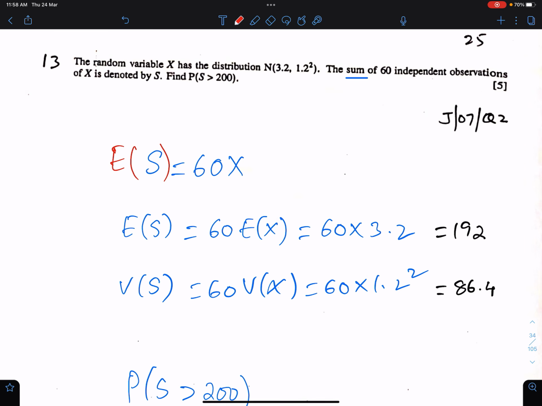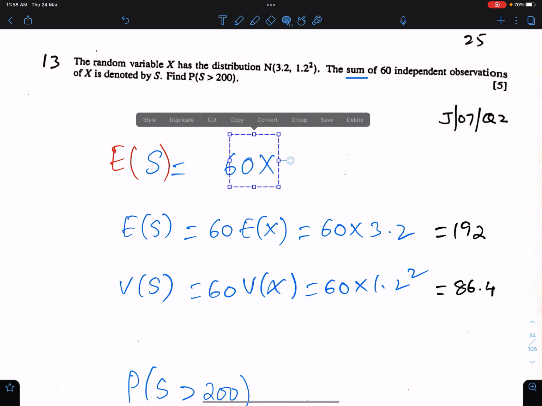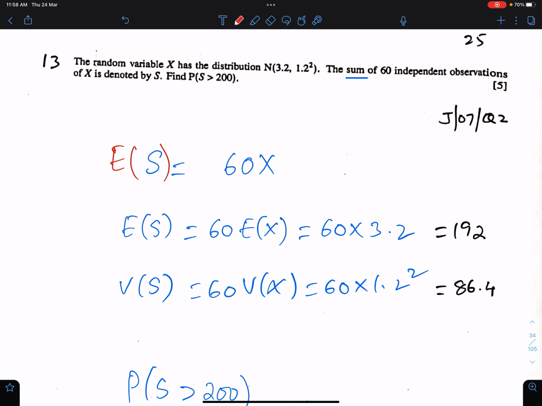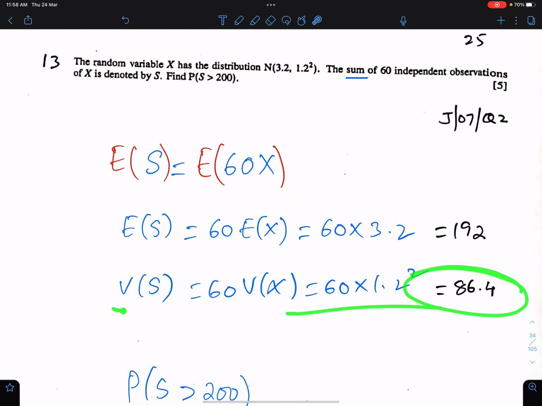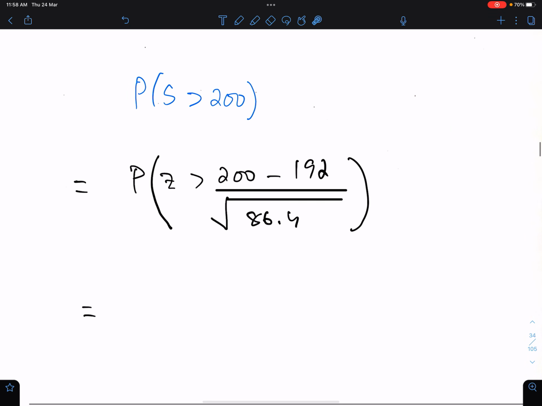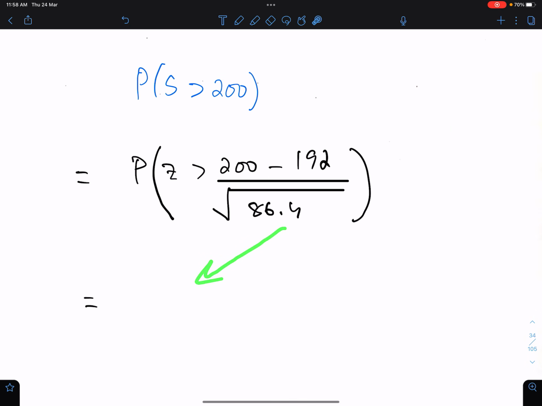ES, and you can write this as E60x. So 60 is here and EX is here. So this is the mean of this 60x or S. In variance, just copy the 60 as it is. Here is the variance of this S. Now we need this probability. This is very simple. You can complete this solution yourself.